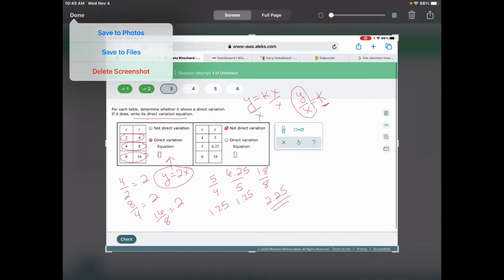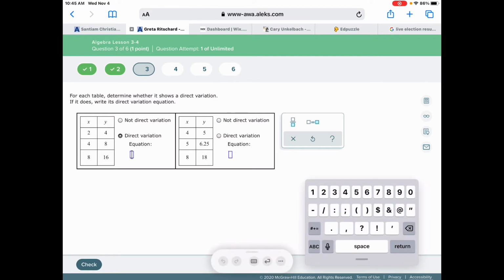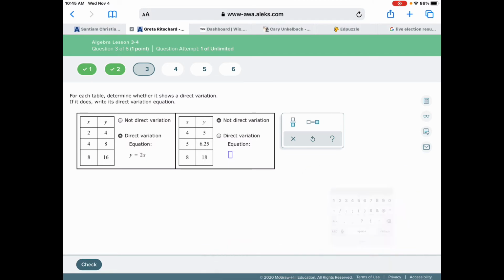So this was yes, and we have y equals 2x, and then this one was not.